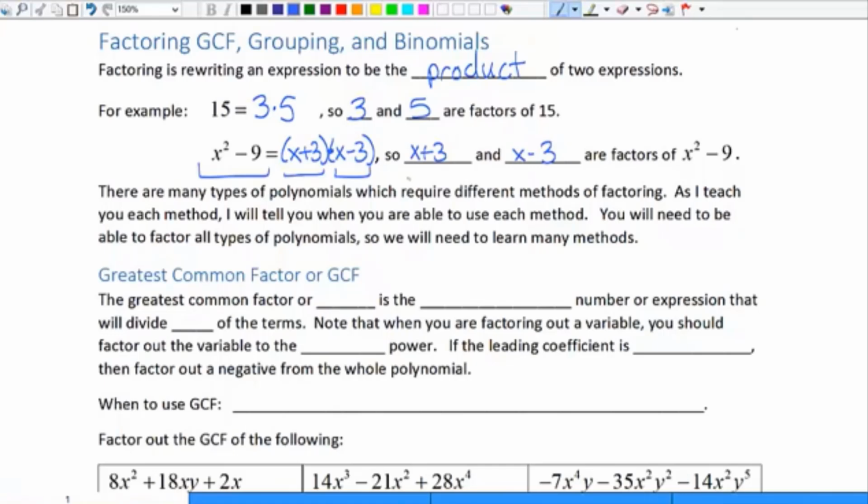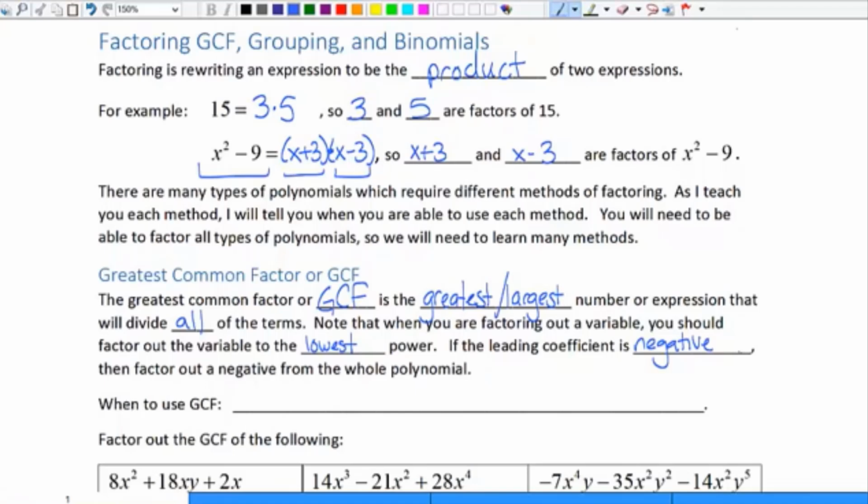Our first method that we're going to talk about today is greatest common factor, or for short we call it GCF. So the greatest common factor, or GCF, is the largest or greatest number or expression that will divide all of the terms. Note that when you're factoring out a variable, you should factor out the variable to the lowest power. If the leading coefficient is negative, then you always factor out a negative from the whole polynomial.